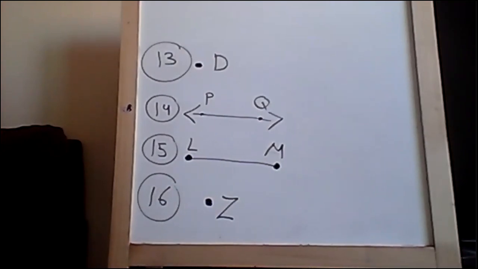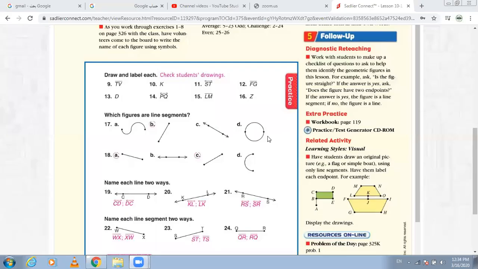Now we will continue with question number 17. Number 17, which figures are line segments? First one, it's not like a line segment. Why? Because it's curved. So you have to choose the straight line with two end points. Okay? So B, the best answer here. C, is it line, not line segment? D, is it like a circle? So the question number 17, the answer B.